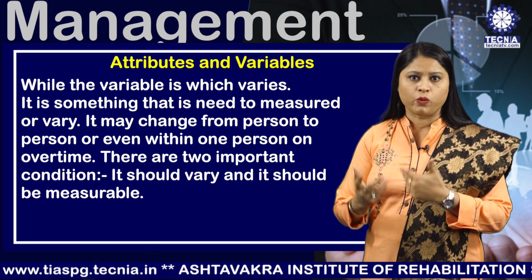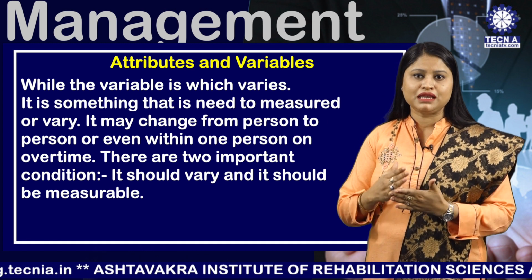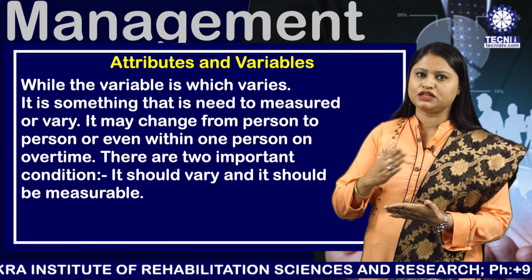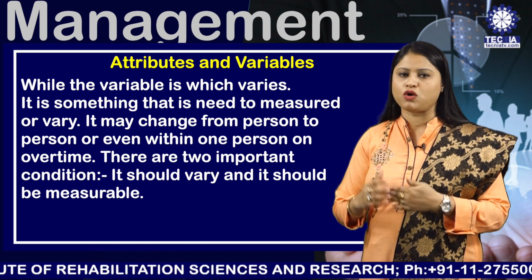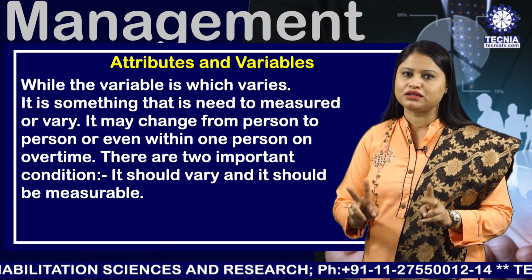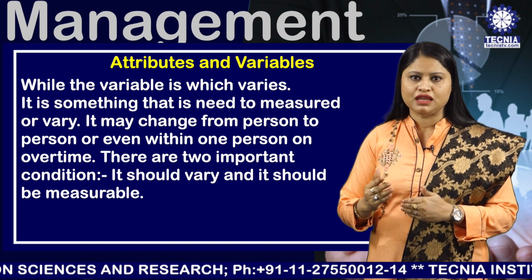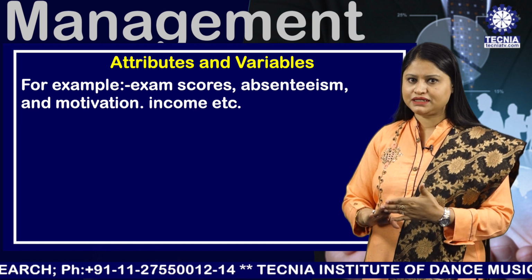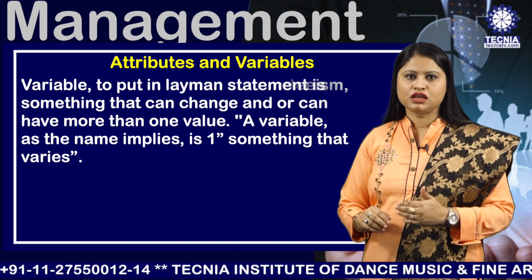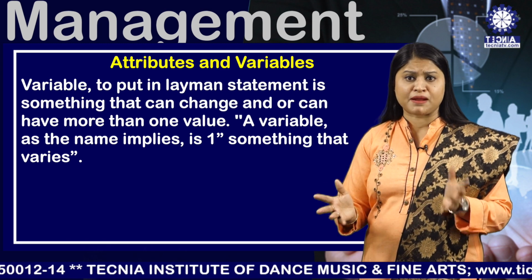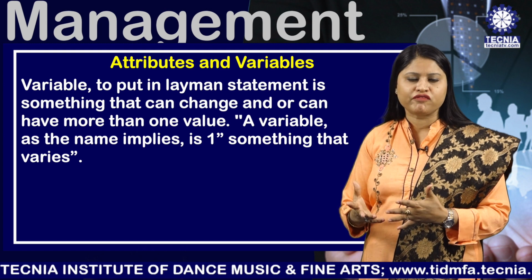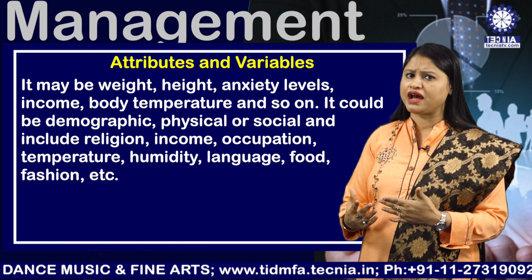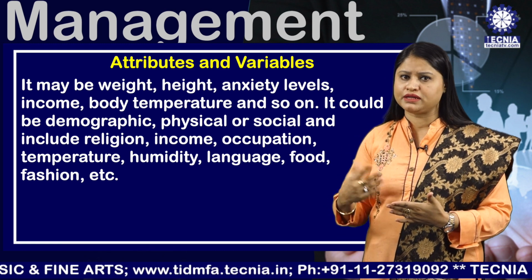absence. While a variable is something that varies, it means it is something that needs to be measured. It may change from person to person or even within a person over time. So there are two important conditions for a variable. It should vary and it should be measurable. For example, exam scores, absenteeism, motivation, income, etc. So a variable, to put it in a layman's statement, is something that can change or can have more than one value. A variable is, as the name implies, something that varies. It may be weight, height, anxiety level, income, body temperature and so on.